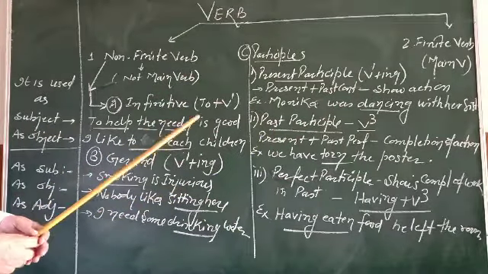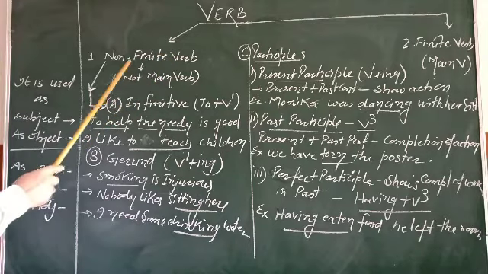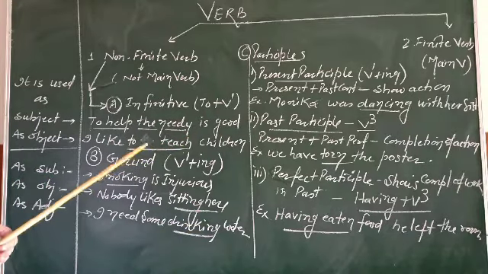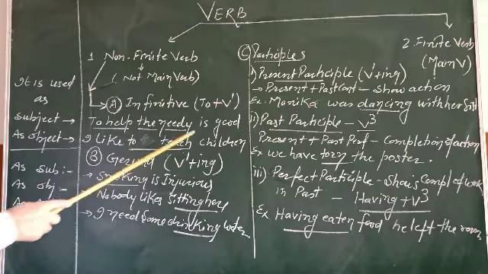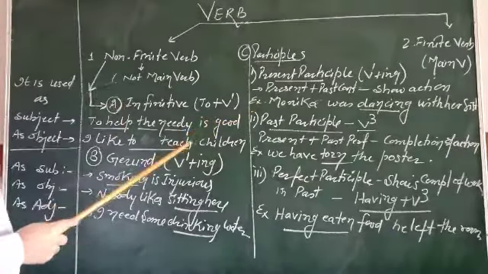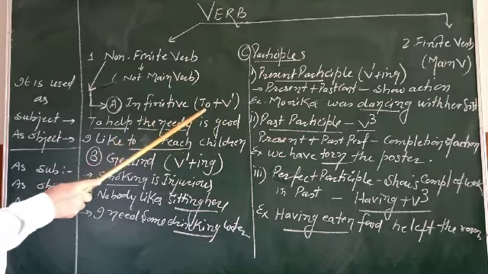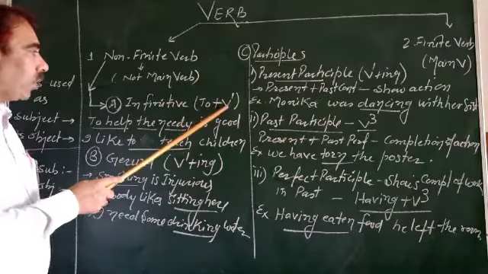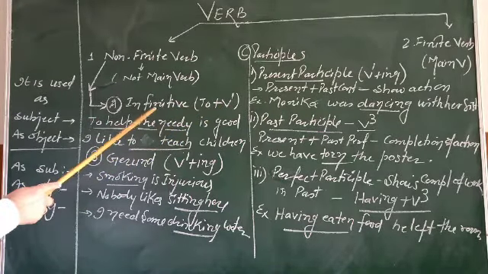First of all, we will discuss non-finite verbs, which are not main verbs. Non-finite verbs can be divided into three types. First is infinitive, second gerund, and third participle. So let's discuss the first one. Infinitive. Infinitive is used as to plus first form of verb. So to plus first form of verb. If it is there, then it is infinitive.